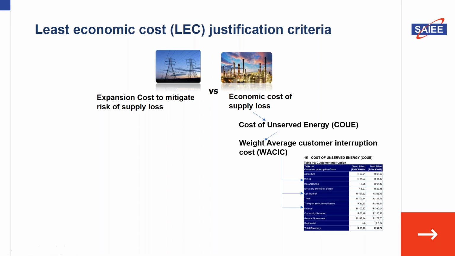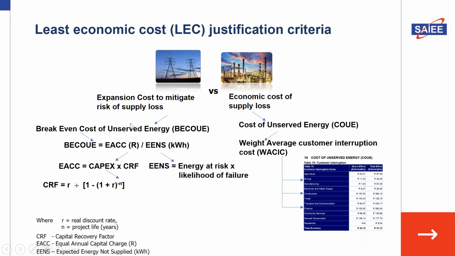So what it tells us is, if we do not provide the supply, this is the cost to the economy of the country. On the other side, we look at what would it cost us to invest, and we calculate the break-even cost of the unserved energy. And that is typically gathered by taking the equal annual capital cost, basically finding out what is the annual repayments, and we divide that by the effective energy, or the expected energy that would not be supplied, to get what you call the rands per kilowatt hour.